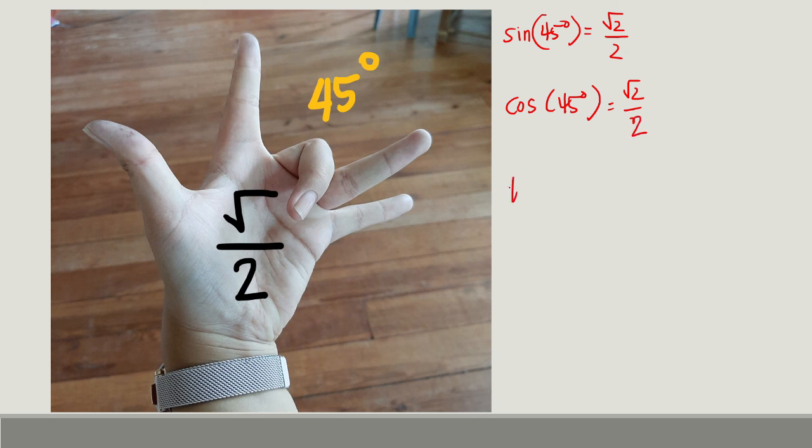To get the tangent of 45 degrees, that is sine over cosine. So square root of 2 divided by 2, square root of 2 divided by 2. Now, this is the same number. We can actually cancel that. So, ang nititira lang dyan ay 1. So, the tangent of 45 degrees is 1.